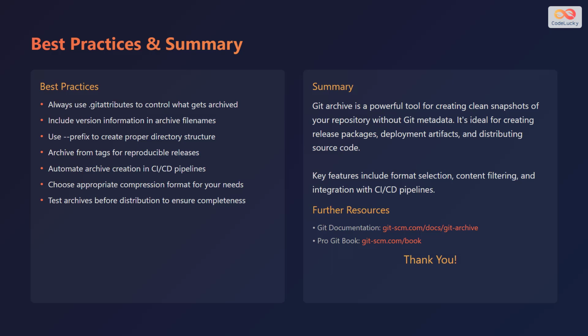Git Archive is a powerful tool for creating clean snapshots of your repository without Git metadata. It's ideal for creating release packages, deployment artifacts, and distributing source code. Key features include format selection, content filtering, and integration with CI/CD pipelines.